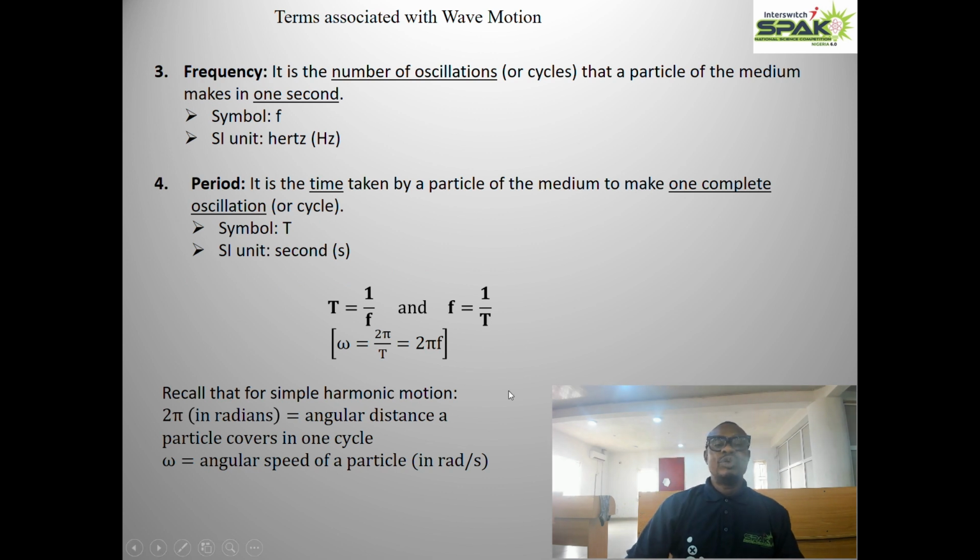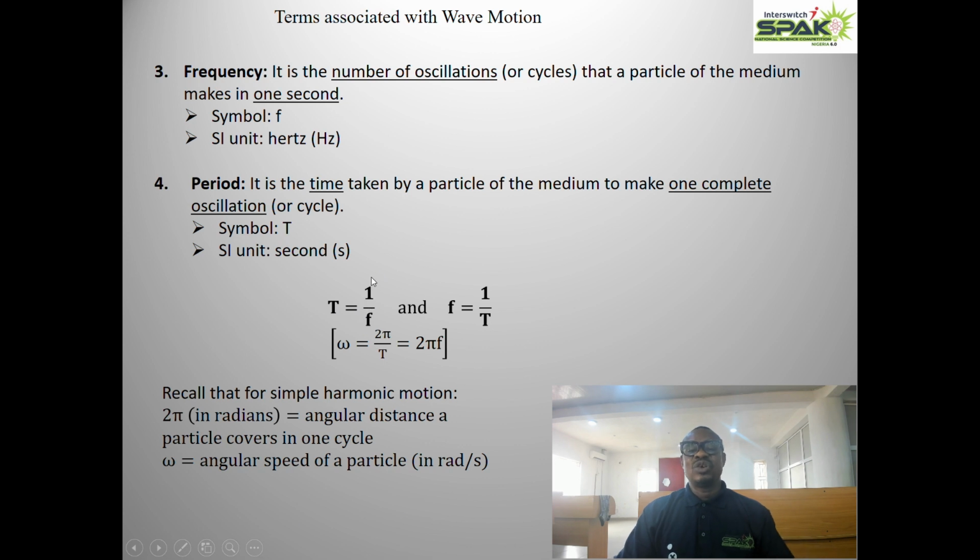Okay, let's continue with the period. The period is the time taken by a particle of the medium to make 1 complete oscillation. Time taken to make 1 complete oscillation. Just 1 complete oscillation. We have a cycle, the time to complete one oscillation. And of course, it is the reciprocal of the frequency. So your period is equal to 1 over f.